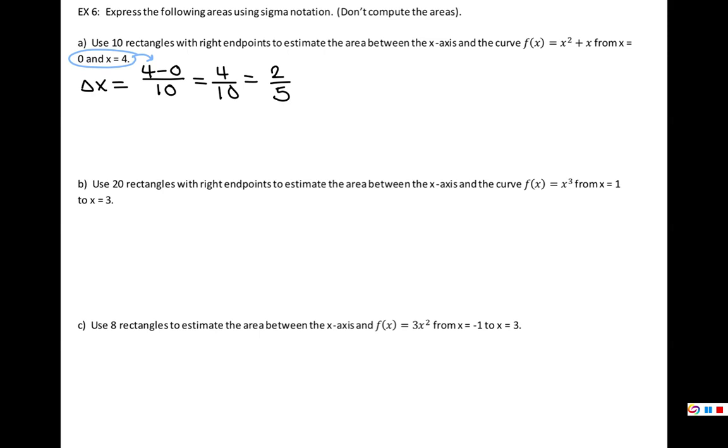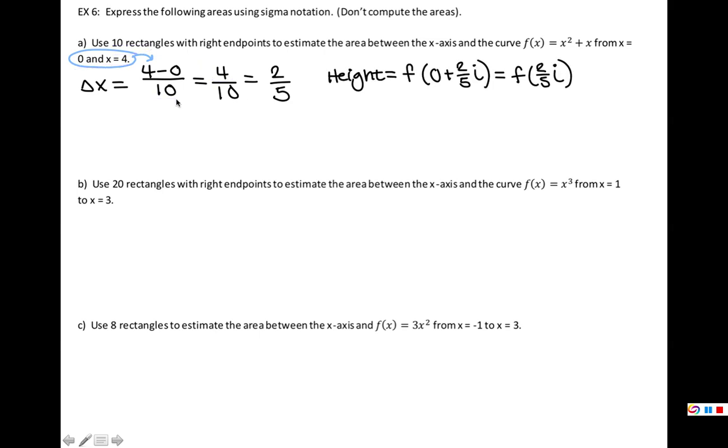So the very first thing I would do is find the delta x. Our formula for delta x said we're going to take b minus a, so we're going to take the length of the interval and divide it by the number of rectangles. So we have an interval that goes from 0 to 4, that has a length of 4. We are using 10 rectangles, so we're going to divide by 10. 4 divided by 10 is 2/5. So the width of my rectangles, my delta x, is 2/5.